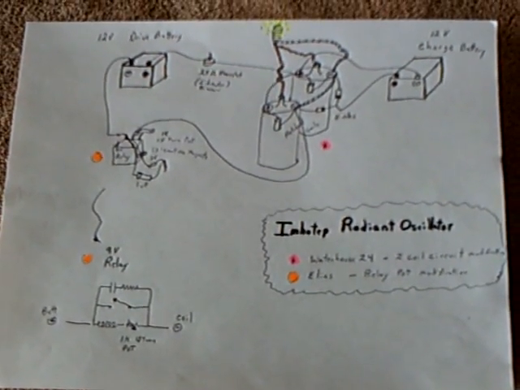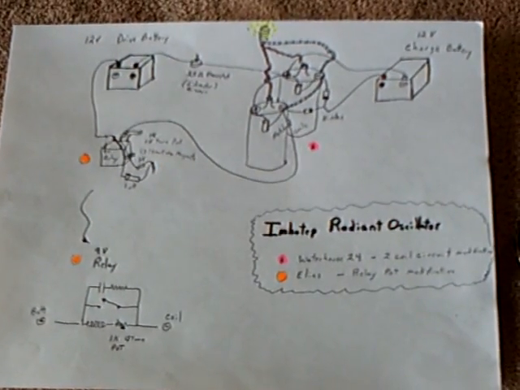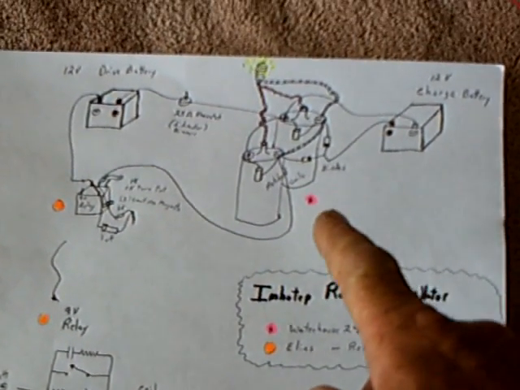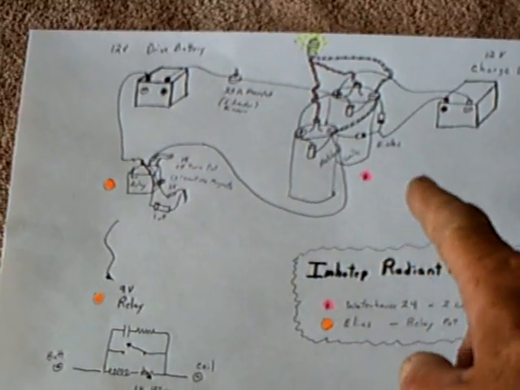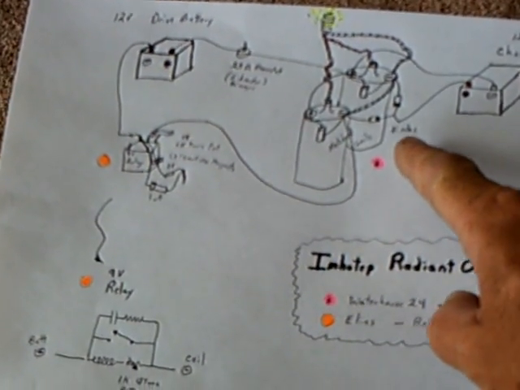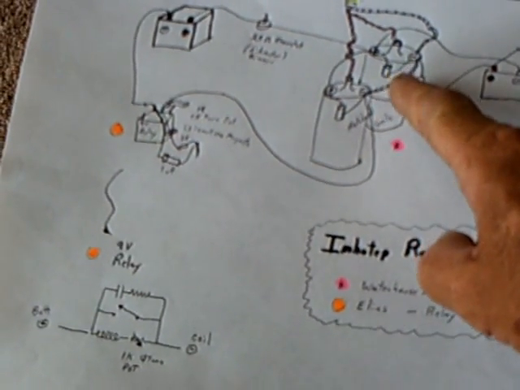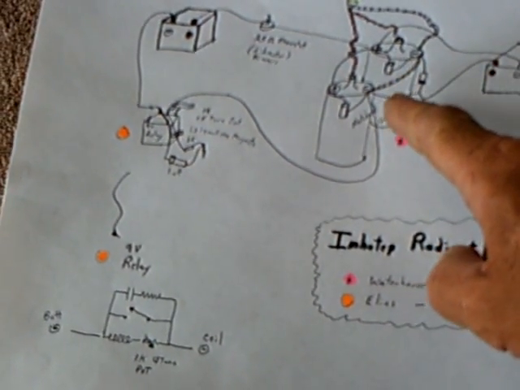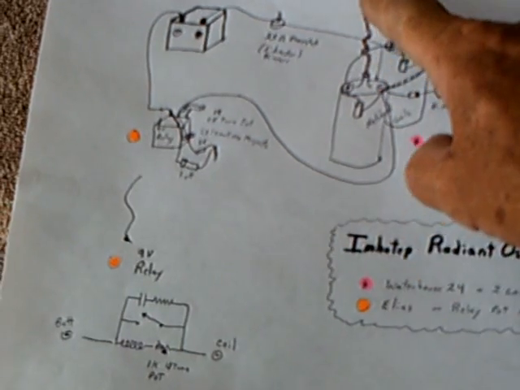Okay, here's a circuit diagram of the Imhotep radiant oscillator with the modifications that were done by myself, Lidmotor, Waterhouse 24 and Elias. Now, this is basically two major modifications to the primary circuit. Waterhouse 24 came up with a dual coil, basically a parallel coil, to help increase the brightness of the light.